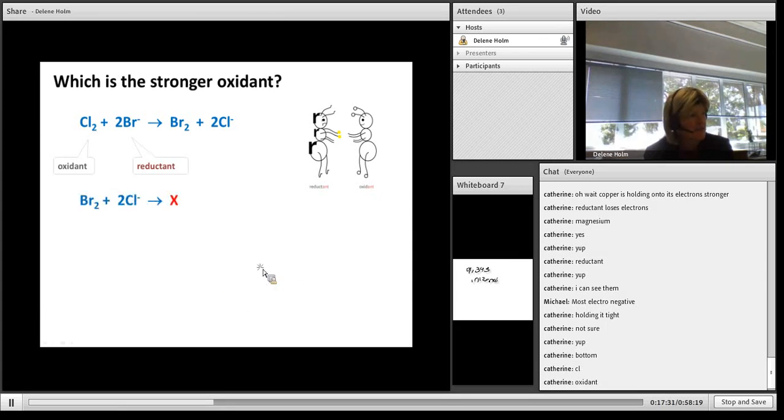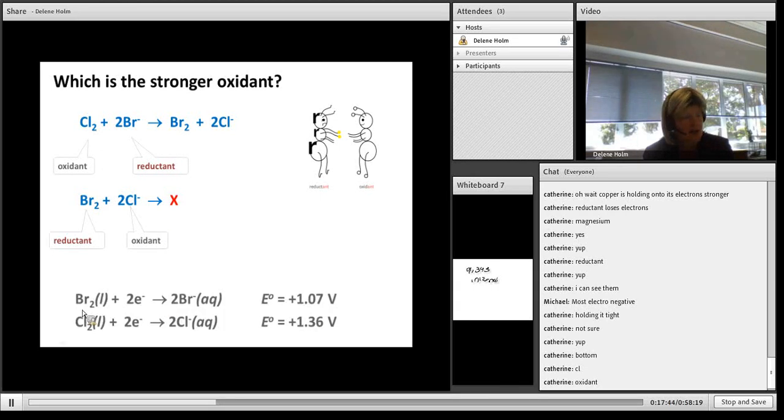And of course, if I did it the other way, if that reaction had to work, the bromine would have to be the reductant, and it is a weaker reductant, because if I look at the values, bromine is a weaker reductant.